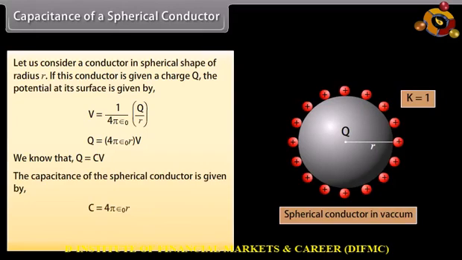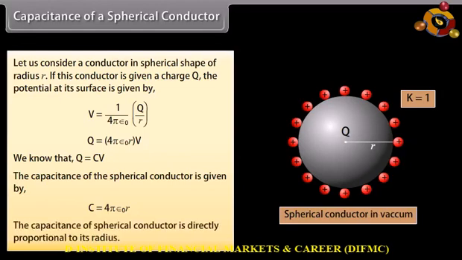This relation shows that the capacitance of spherical conductor is directly proportional to its radius. Larger is the radius, larger will be its capacitance. This expression is true for the conductor placed in air or vacuum.